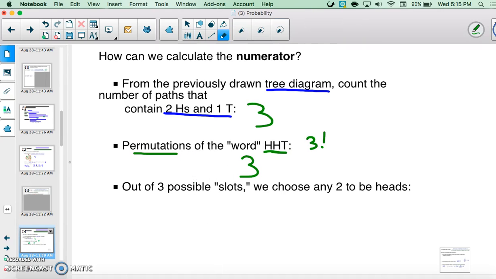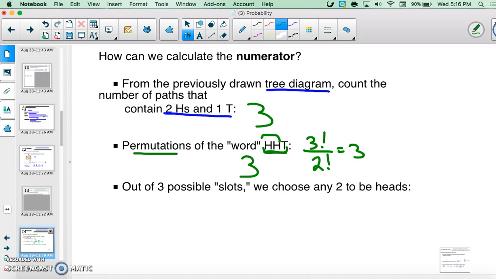I thought about it like I've got HHT, so this is like the word algebra. So we've got 2 H's, so we have 2 repeats. So we've got 3 different places things can go, and we've got 2 repeats we want to count for. So I just did 3 factorial divided by 2 factorial, which gives us that 3 as well.